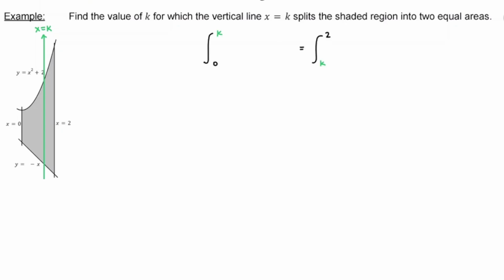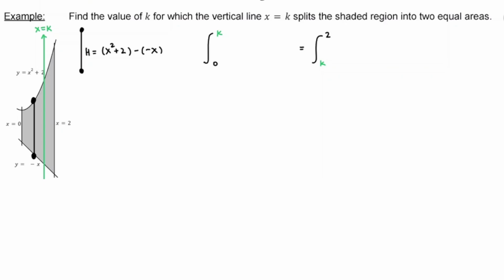That's really what I'm going to start with because that's the structure of the problem: two equal areas. Then I'm going to need to think about what goes inside that integral. It's going to be top minus bottom. If I think about it, before the green line and after the green line, it's the same curve on top and the same line on bottom, so I only need one representative rectangle. I'm going to take that off to the side and think about the height. That's going to be top minus bottom. On top, I've got x squared plus 2, and on bottom, I've got negative x.